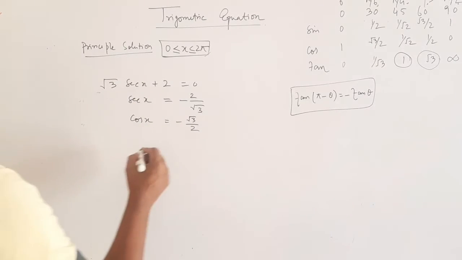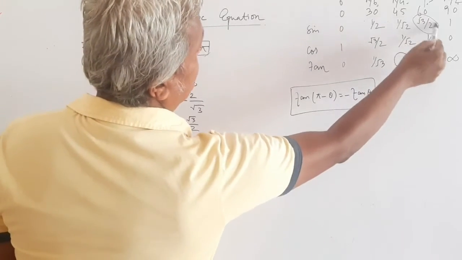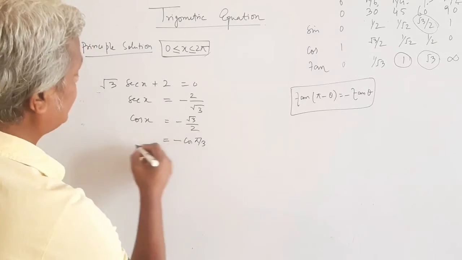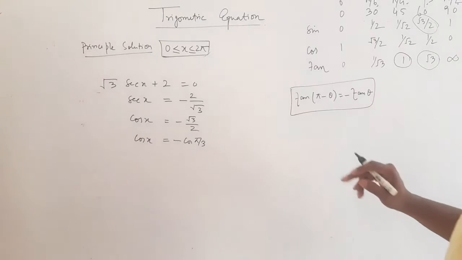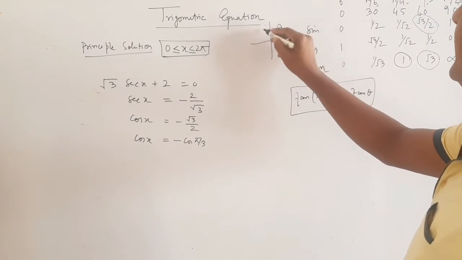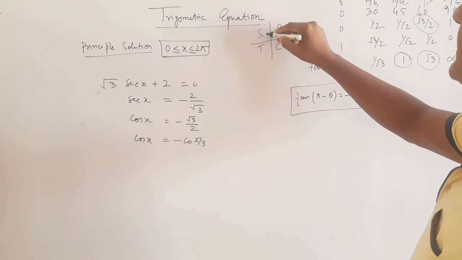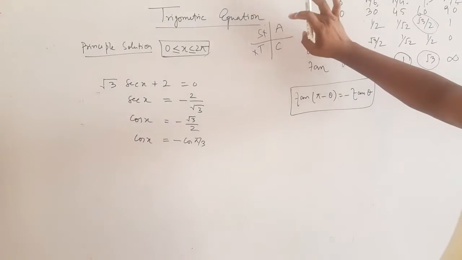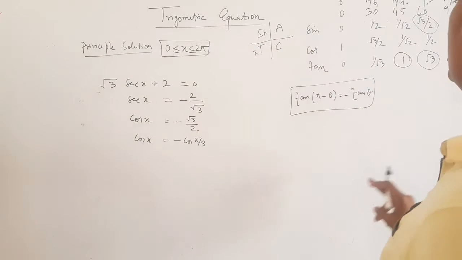Now this is again negative, and you see root 3 by 2 is cos pi by 3. So this is minus cos pi by 3, and this is cos x. But where is cos negative? Again if you see ASTC, cos is negative in the second quadrant and in the third quadrant. Cos is positive in the first quadrant and fourth quadrant. So it means we can use pi minus theta.